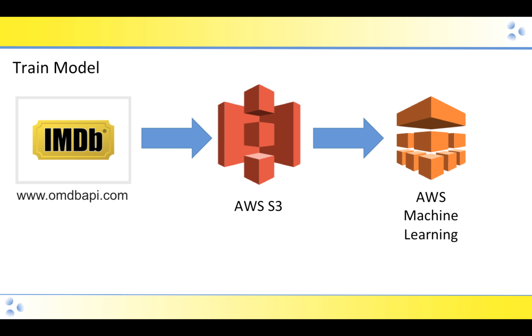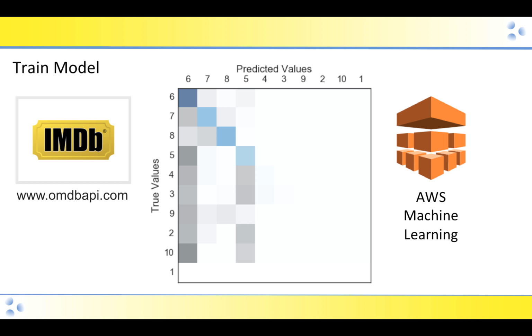In order to train the model, what I did was take this data from the IMDb and upload it into an AWS S3 storage container. From there, I can pull it into the machine learning and do some training on the data. I used a boosted decision tree algorithm for training this, and it turns out that there's just not enough data to really be a good model.